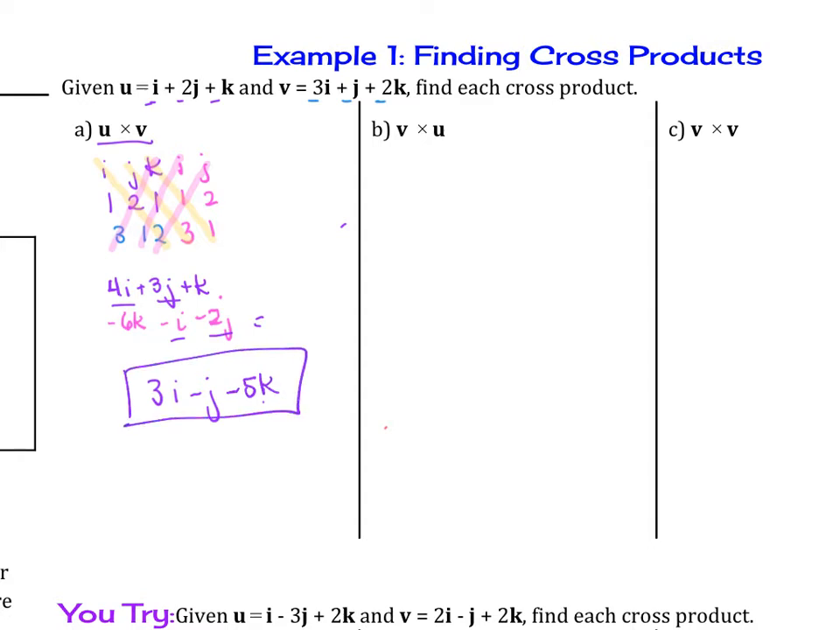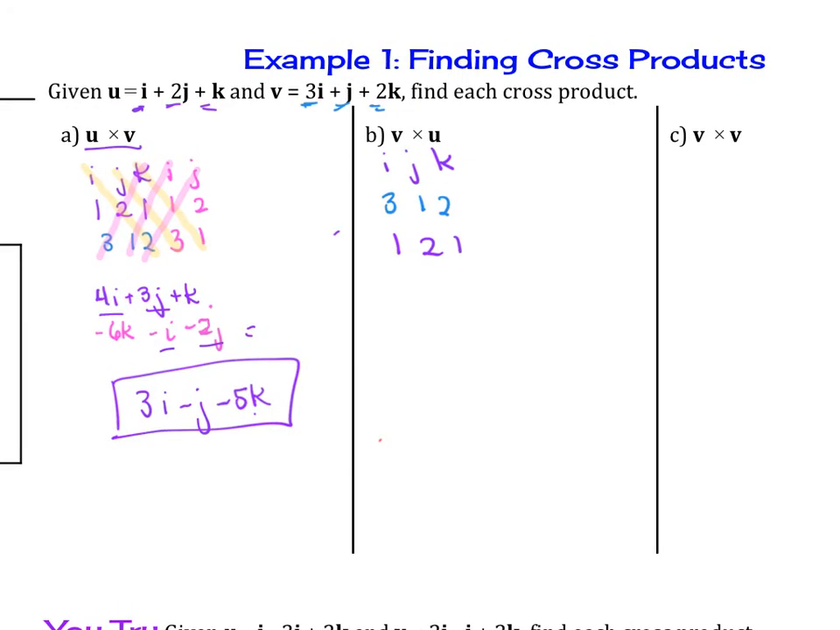Let's do it again for v times u. Again, the first row is i, j, and k. Then we write v first: 3, 1, and 2. Then for u, we write 1, 2, and 1. Then again we write the next columns over: i, 3, 1, j, 1, 2, and then we multiply.